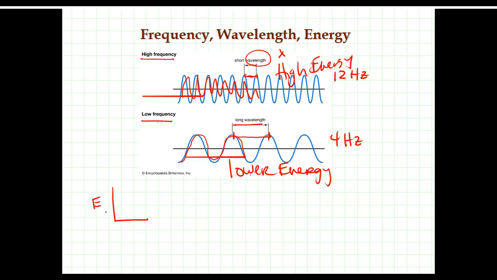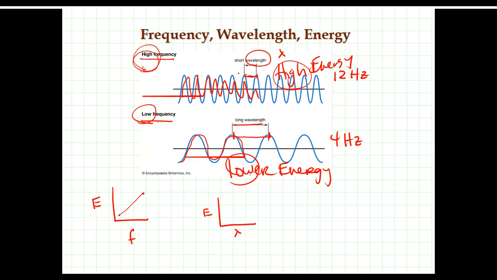And then we can show some graphs to represent the relationships between these. So if I put energy on the y-axis, frequency on the x-axis, when one is low, the other one is also low. That would be like here. When the frequency is high, the energy is also high. And so we can draw a direct relationship between energy and frequency. They go up together.